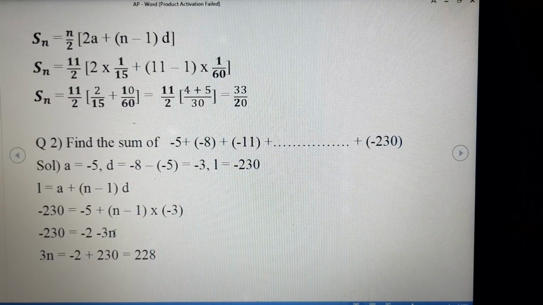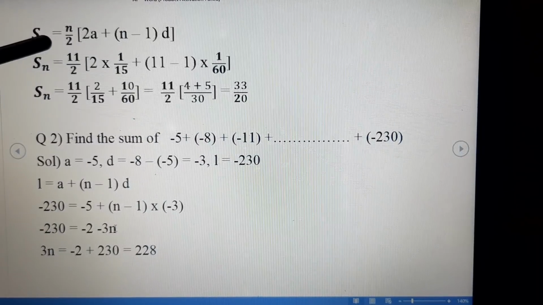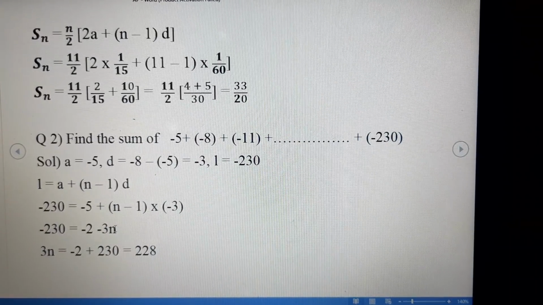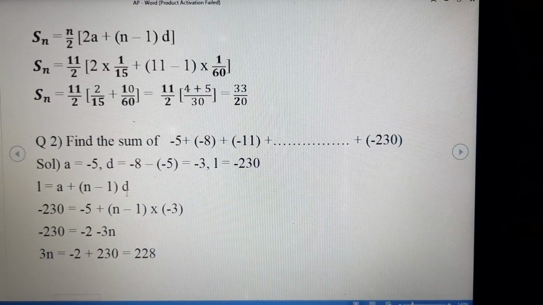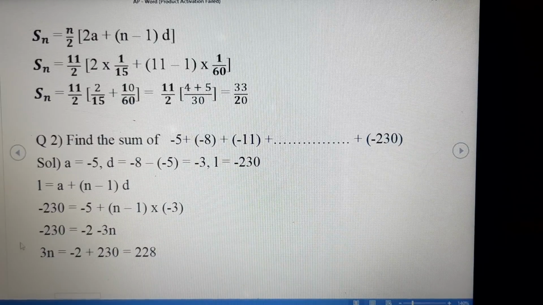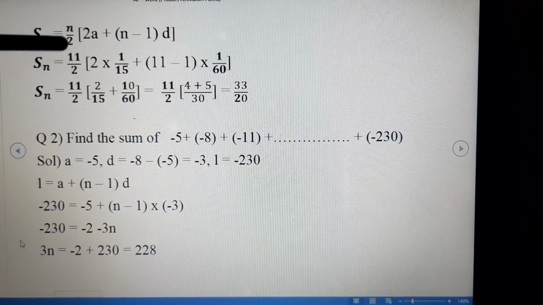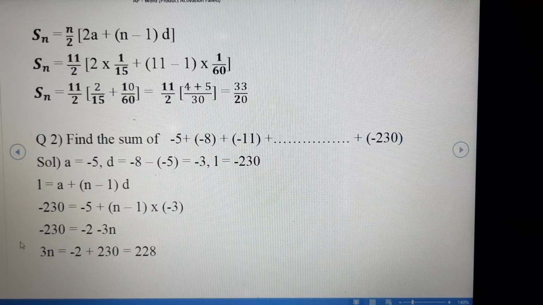First of all, because here we do not know n, we do not know Sn, two unknowns are there, so we cannot apply this formula directly. First we will calculate the number of terms with the help of the formula L is equal to a plus n minus 1 into d, and then later on we will apply the formula Sn is equal to n upon 2 and so on for calculating the sum of the series.